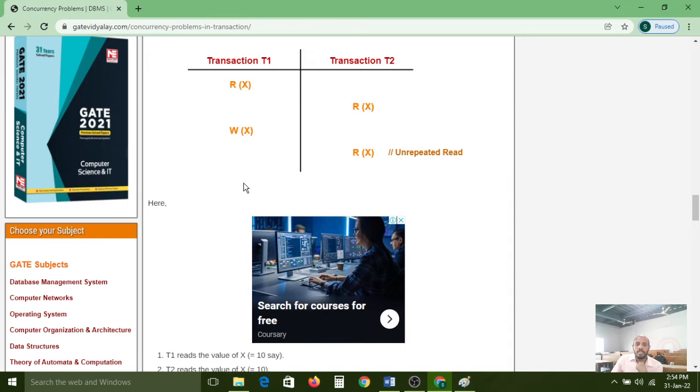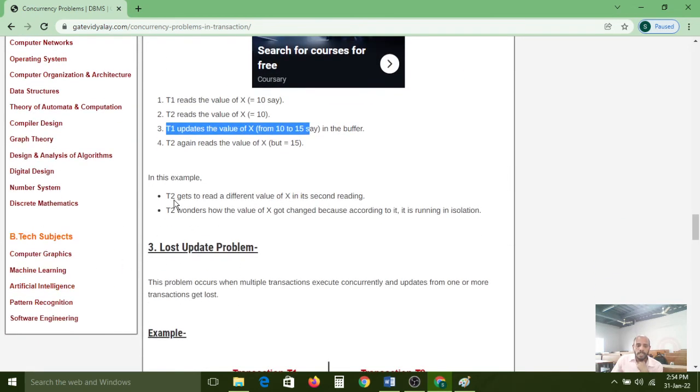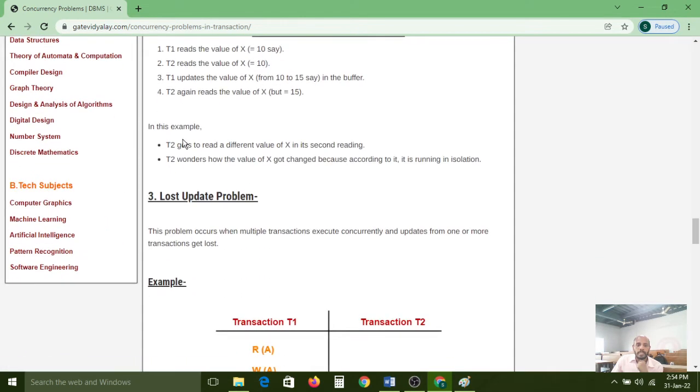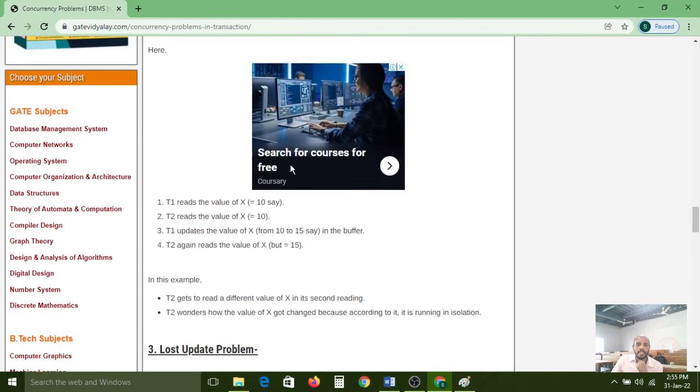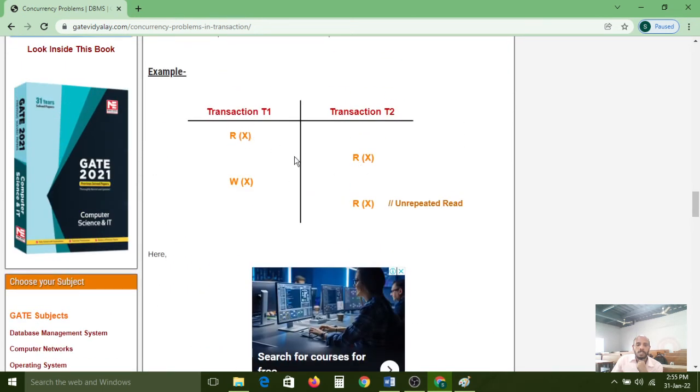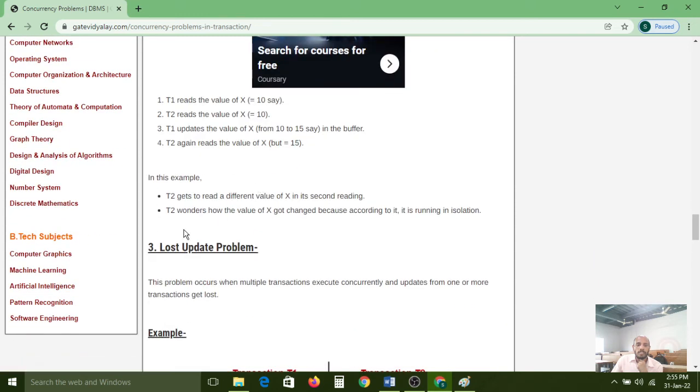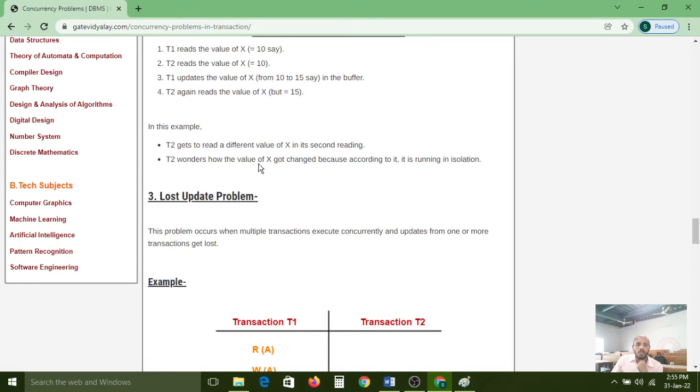Okay? The transaction problem is that one. In this example, T2 gets to read a different value of X in its second reading. Nothing but this one. T2 wonders how the value of X got changed, because according to it, it is running in isolation.